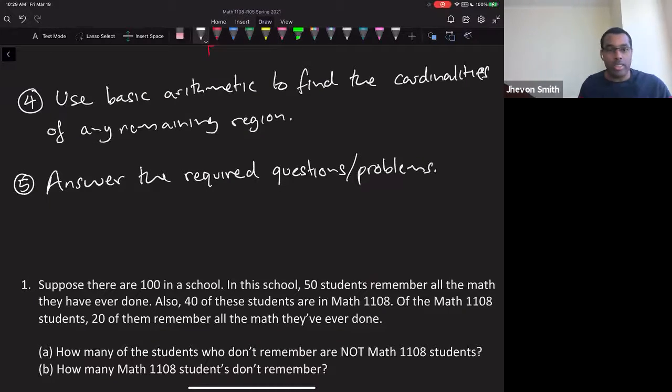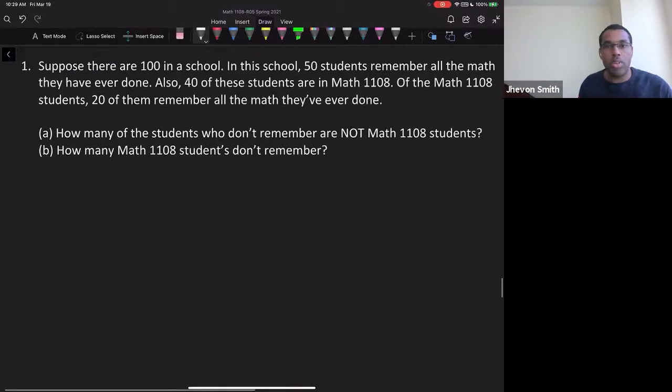The hard part is steps 1 through 4. So let me quickly show you what that would look like here. Suppose you have 100 people in a school. 50 of these students remember all the math they've ever done. 40 of the students are in Math 1108. Out of the Math 1108 students, 20 of them remember all the math they've ever done.